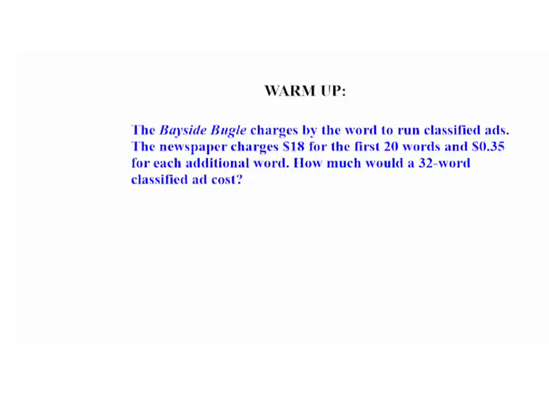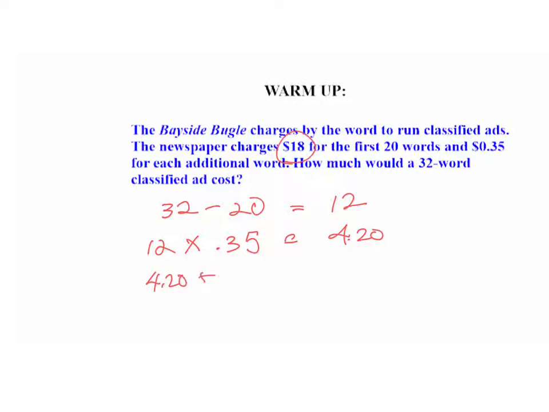So, to determine this, we have to take the total and subtract the first 20 words from it to find out how many words we're getting charged for. And when you do that, you get 12. We know that 12 of those words are going to be charged at 35 cents. If you punch in 12 times 35 into your calculator, you're going to get $4.20. And we take that $4.20 plus the original 18, and we come up with the total charges, $22.20.